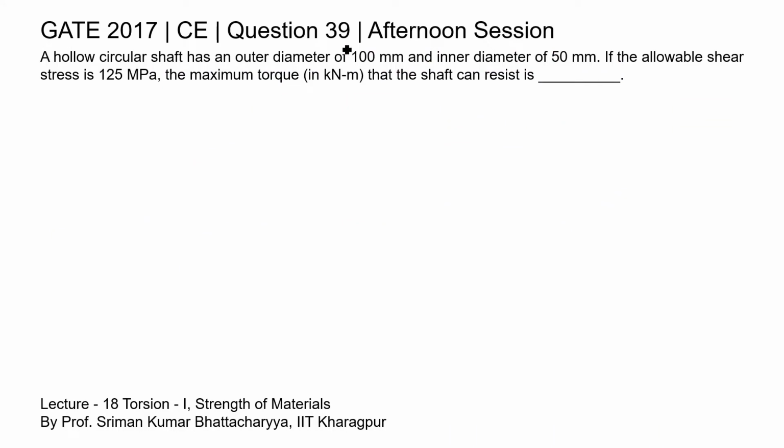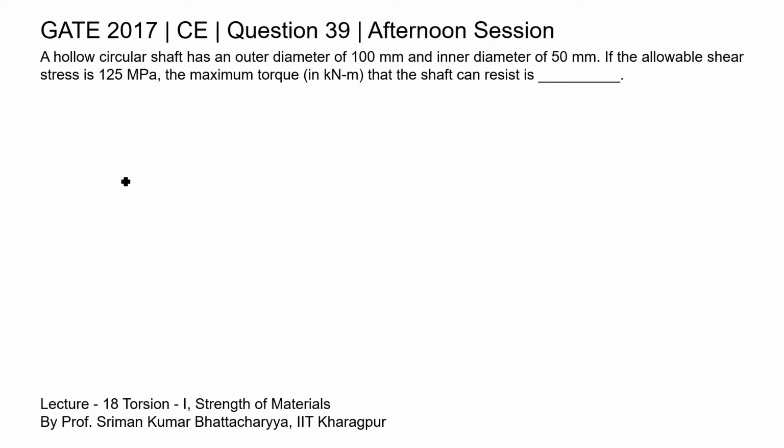This is question 39 of civil engineering paper of GATE 2017 afternoon session. A hollow circular shaft has an outer diameter of 100 mm and inner diameter of 50 mm. If the allowable shear stress is 125 megapascal, the maximum torque that the shaft can resist is.